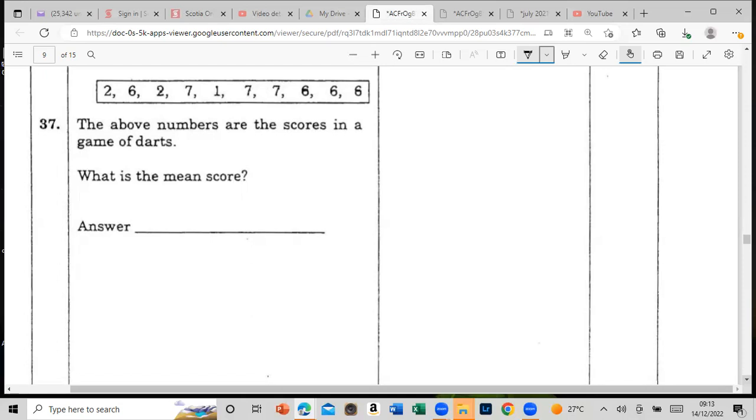Let's go. So the mean, another name for the mean is average. So it's the mean or the average. What it is, we add up all the numbers and then divide it by the total number of numbers.